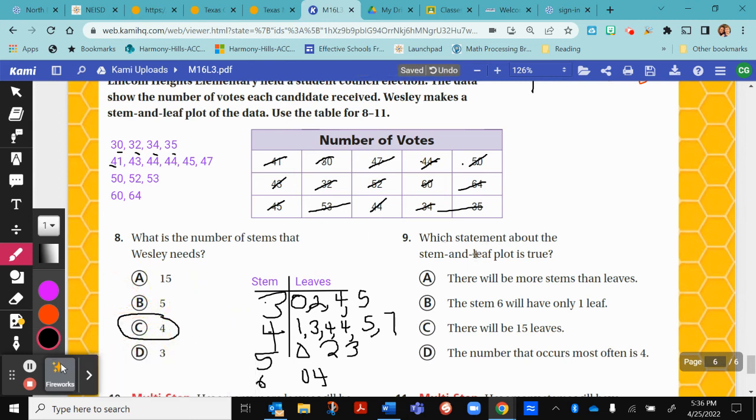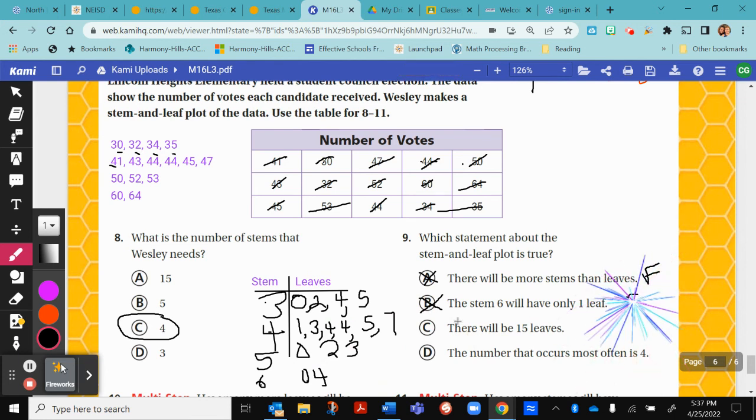Now, which statement about the stem and leaf plots is true? There will be more stems than leaves. Well, I see that I have 15 leaves and 4 stems. False, not a good number. Nope, no bueno. Okay, so cross that out. The stem 6 will only have 1 leaf. Well, I'm coming over here to stem 6, and I see that it has 2 leaves. Nope, that's a false statement.